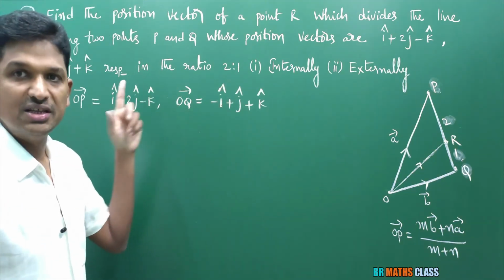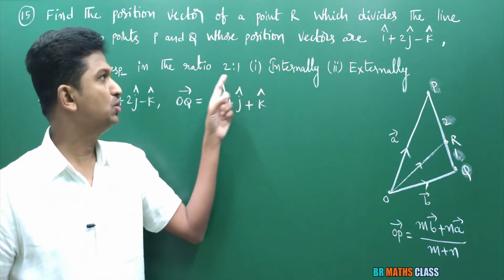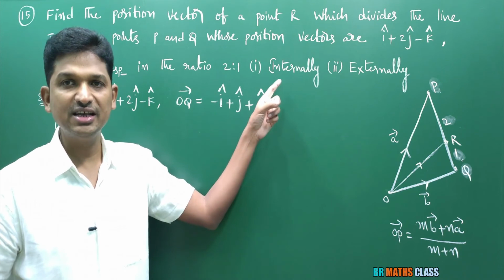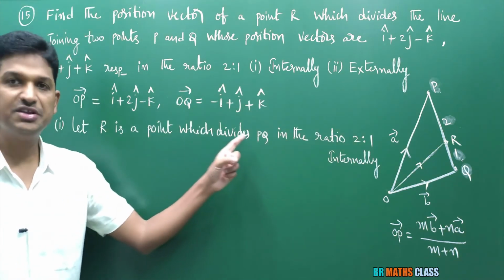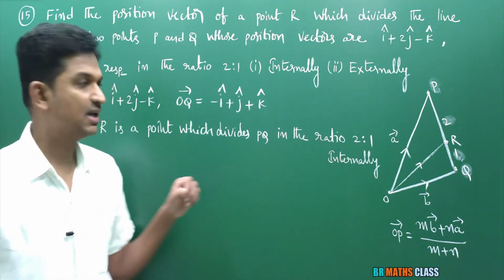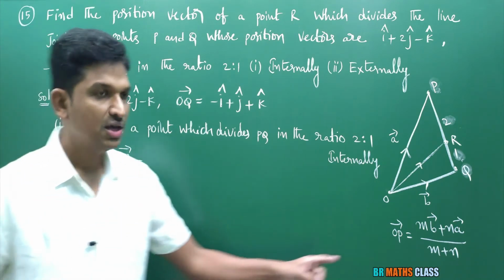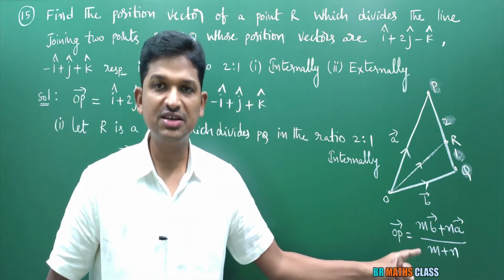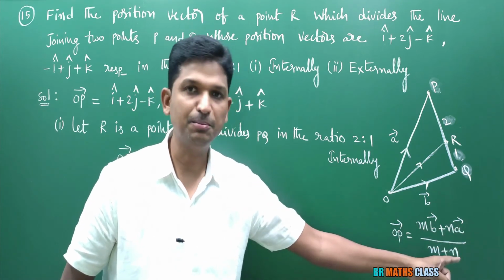I'll do the first bit in this. What is the first bit? The point R divides line segment PQ in the ratio 2:1 internally. You observe this point. What is the point I written? R is a point which divides PQ in the ratio 2:1 internally. Then to calculate position vector of point R, what is the formula? You see, this is the formula we learn in section formula. (mB bar plus nA bar) divided by (m plus n).